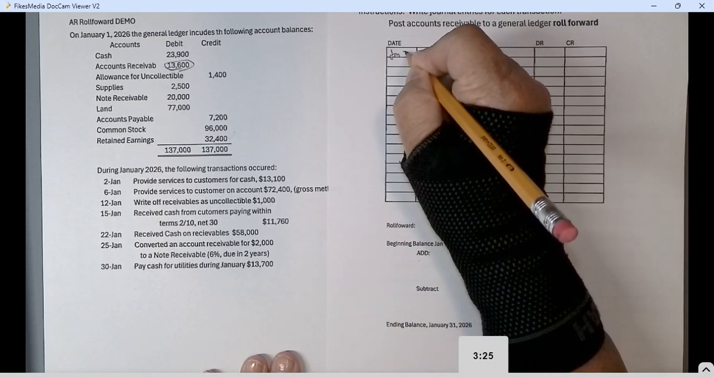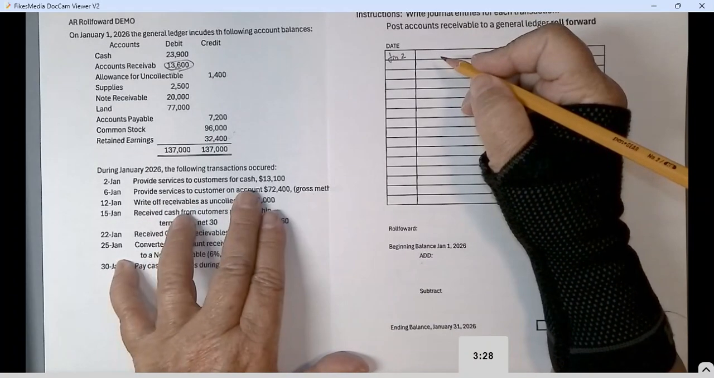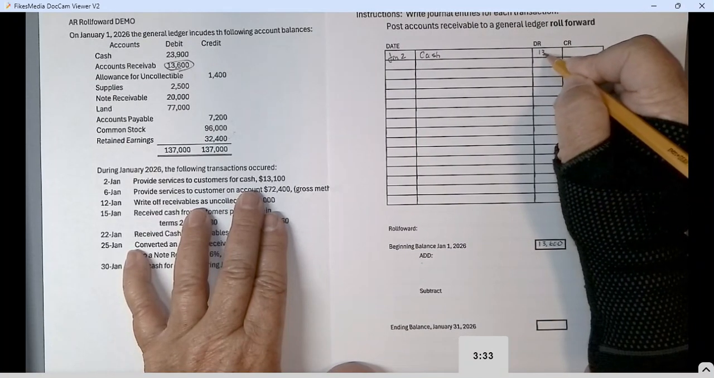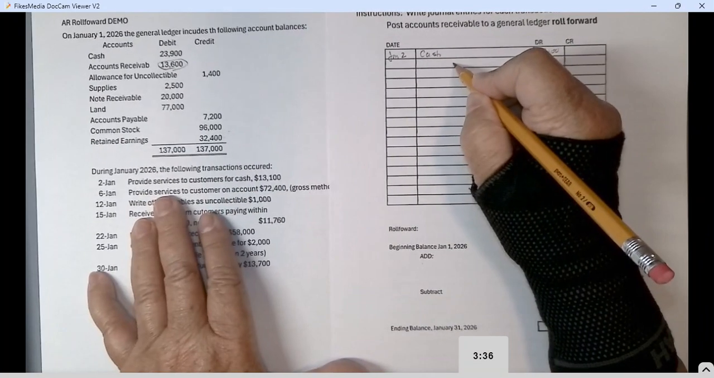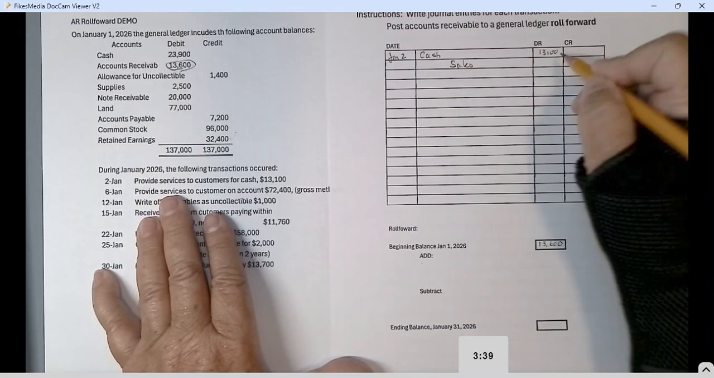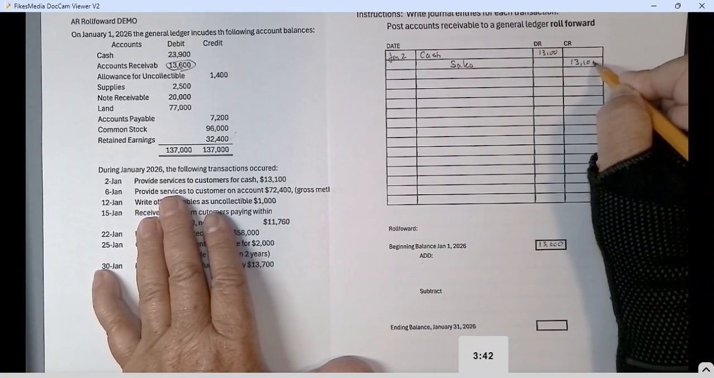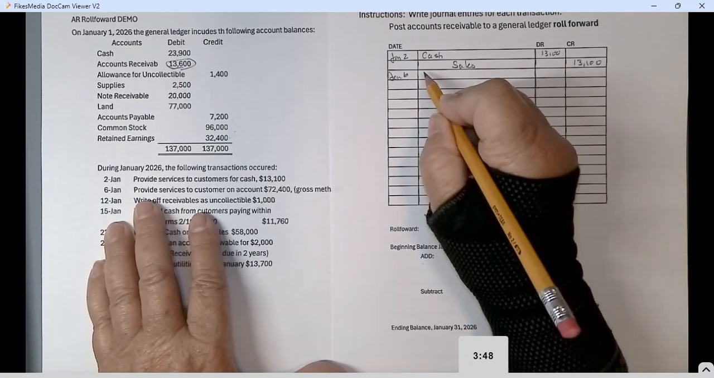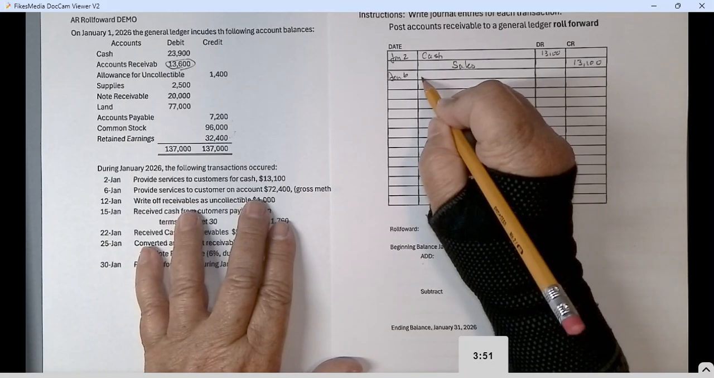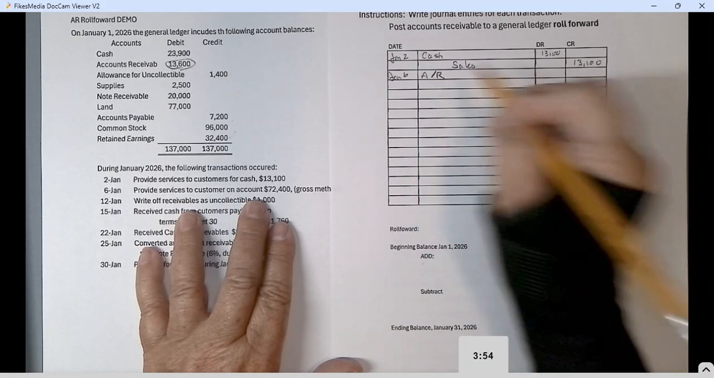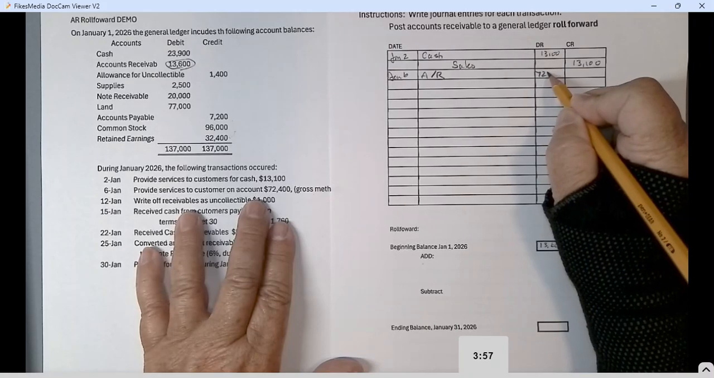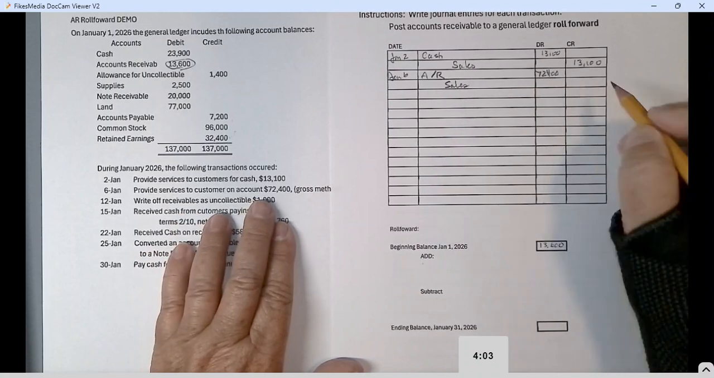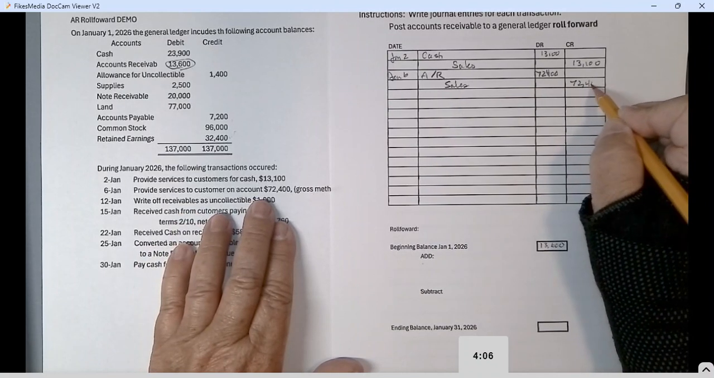So January 2nd, I have provided services to customers for cash. For cash means that I received cash of 13,100, and services to clients is sales. Sales of services rendered, okay, 13,100. January 6th, provide services to customers on account. So accounts receivable, I'm going to abbreviate, 72,400, and sales 72,400.